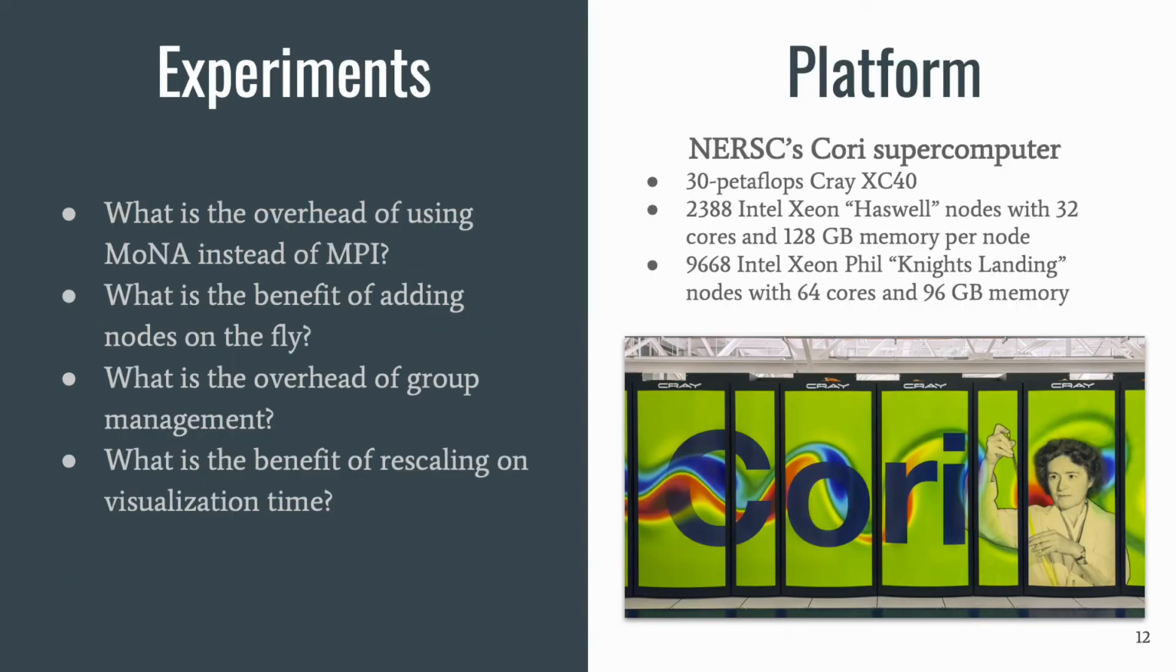We evaluated Colza on the Cori supercomputer from NERSC, and we aim to answer the following questions. First, what is the overhead of Mona compared with MPI? As I said, we did not particularly optimize Mona at this stage, but it's still interesting to see how it compares with MPI. Second, what is the benefit of adding nodes on the fly? What is the overhead of group management? And what is the benefit of rescaling on the visualization time on the server?